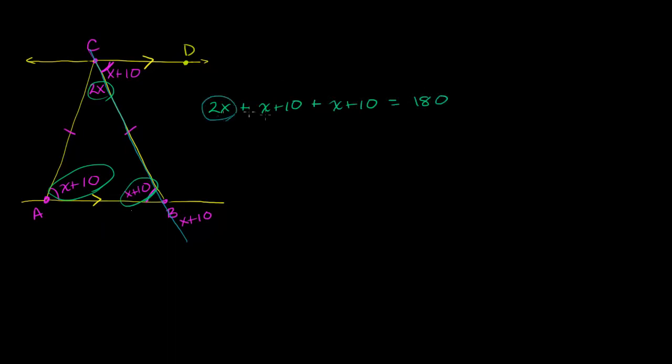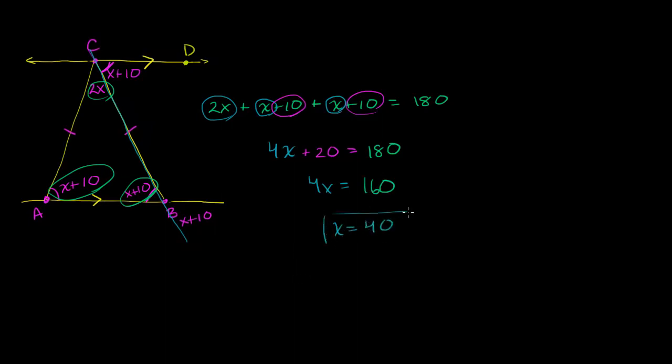So we have a 2x there, plus an x, plus another x. That gives us 4x. And then we have a plus 10 and another plus 10. So that gives us a plus 20 is equal to 180. And we can subtract 20 from both sides of that. And we get 4x is equal to 160. Divide both sides by 4, and we get x is equal to 40.